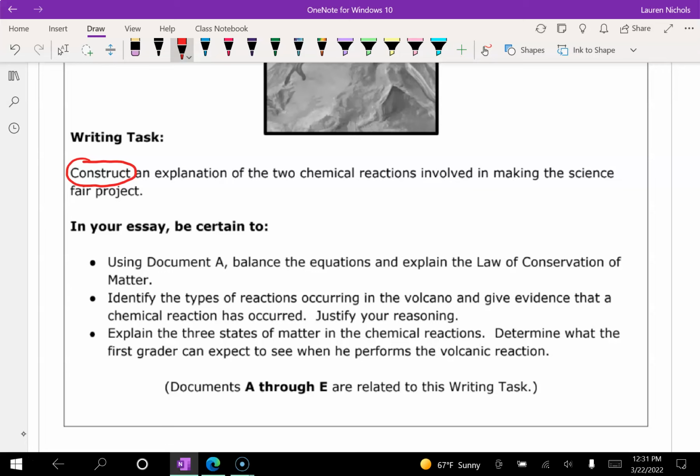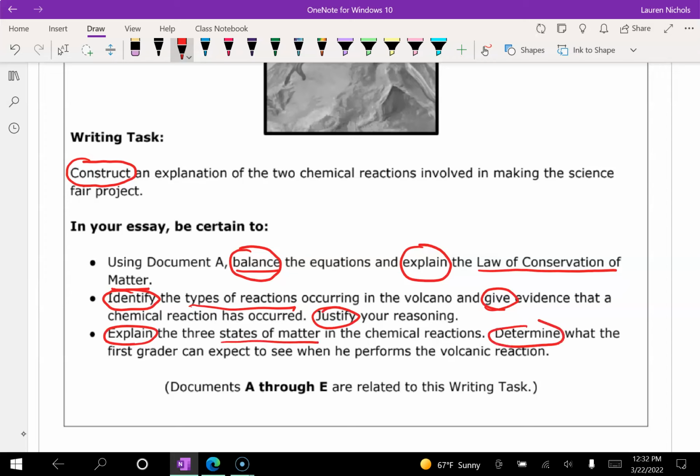In your essay, be sure to, using document A, balance the equations and explain the law of conservation of matter. Law of conservation of matter is a really big vocabulary word, so is balance. Identify the types of reactions occurring in the volcano and give evidence that a chemical reaction has occurred. Justify your reasoning. Explain the 3 states of matter in the chemical reactions. Determine what the first grader can expect to see when he performs the volcanic reaction. So we have several vocabulary words here that we can use and kind of define.